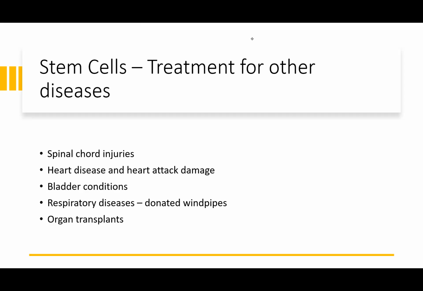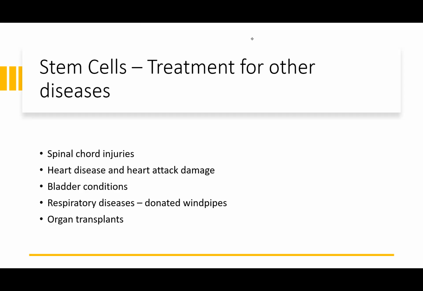Like I was saying about organ transplants, people waiting for organ transplants often die before a donor organ becomes available. And stem cells could be used to grow organs for those people who are waiting for transplants. They can also improve the quality of life for lots of people. So stem cells could be used to replace damaged cells in the eyes of people who are blind, for example.